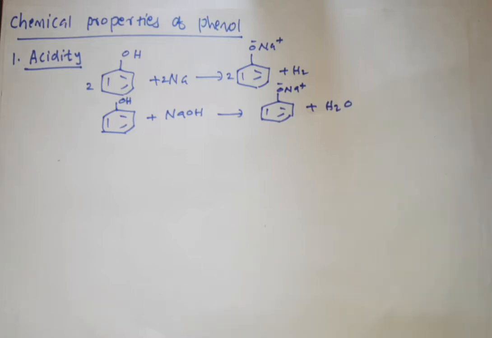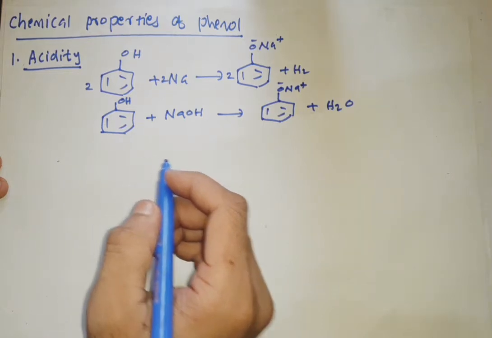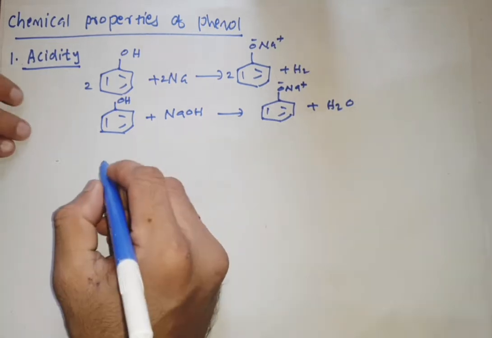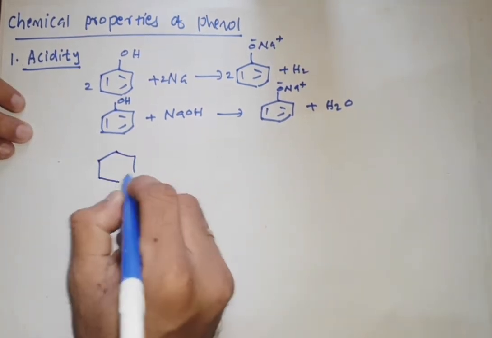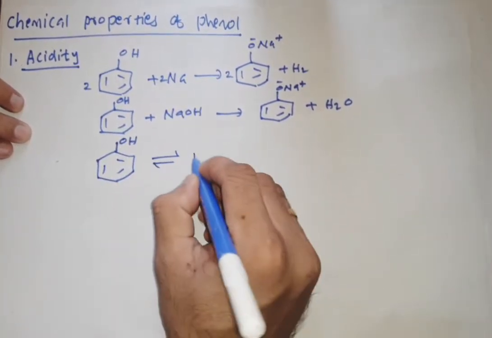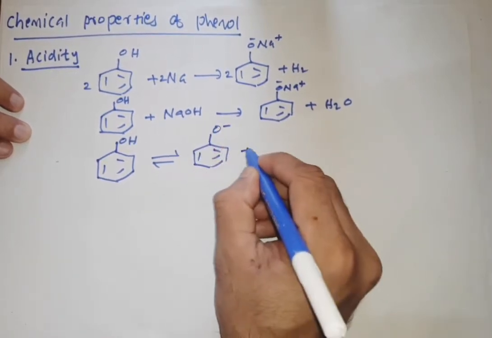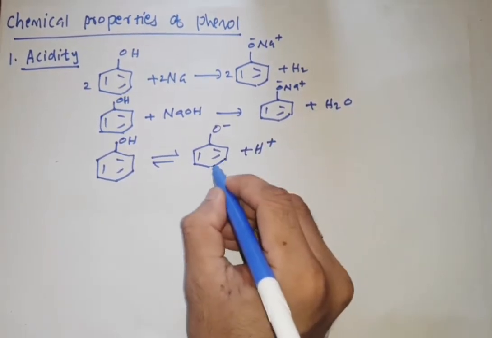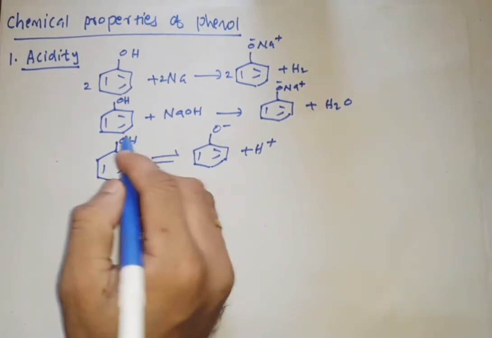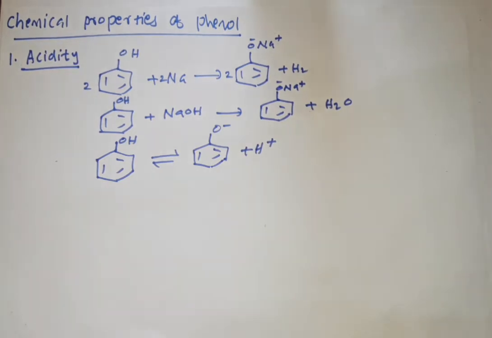This acidic nature of phenol is due to the formation of stable phenoxide ion. That is, when phenol removes H plus or undergoes ionization, we get an ion called phenoxide ion and H plus. This phenoxide ion is more stable. That's why phenol can easily remove this H plus. So that's why phenol shows acidic nature.